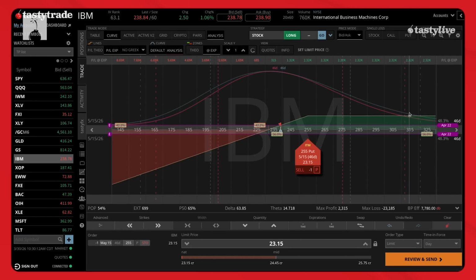Why? Because the extrinsic value of the 255 put is going to be the same as the extrinsic value of the 255 call. Therefore, the theta, or time decay, is going to be the same. Again, the big differences: the short put expires, okay, the short put maybe expires, or maybe I'm assigned and I have to deal with that, whereas with the long stock short call, I can roll the call to keep the stock if it goes above the short call strike.